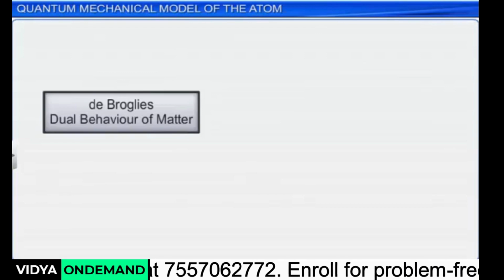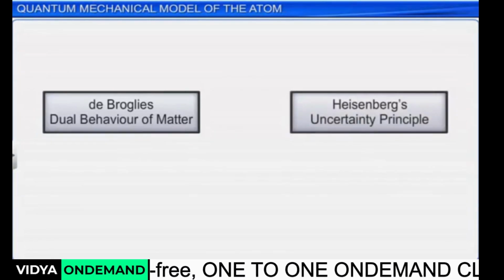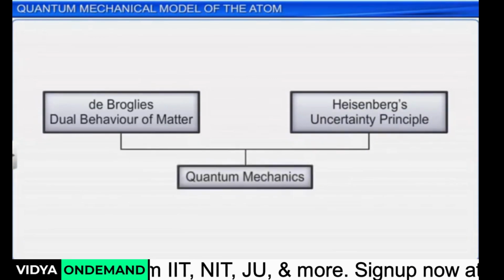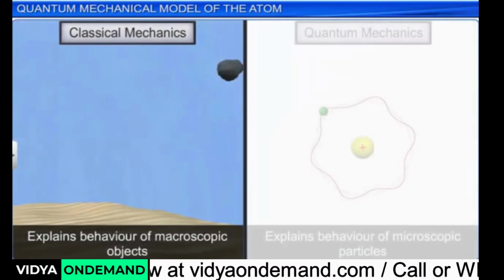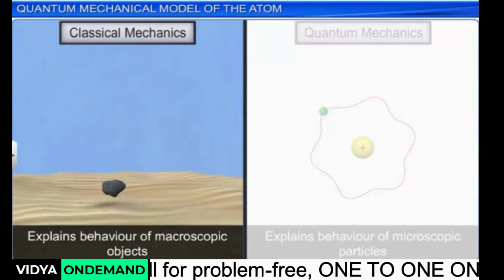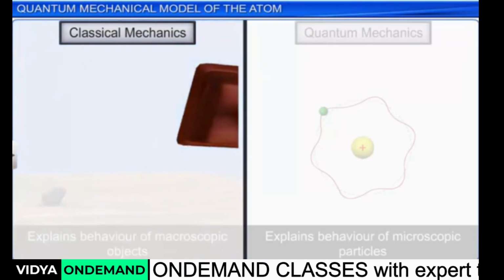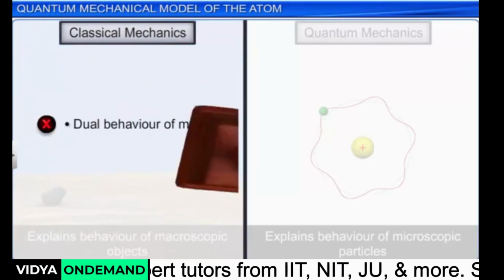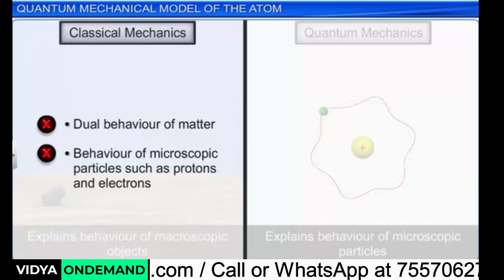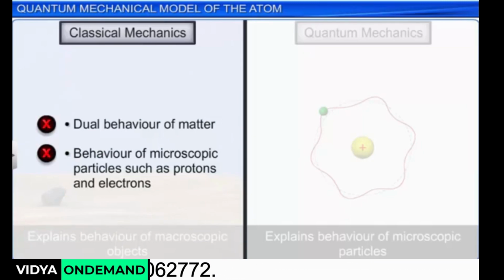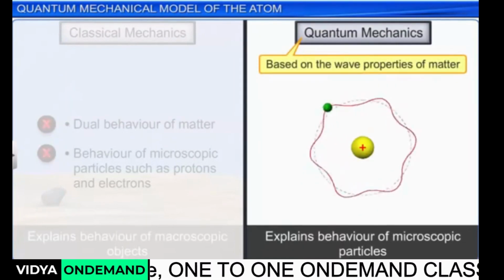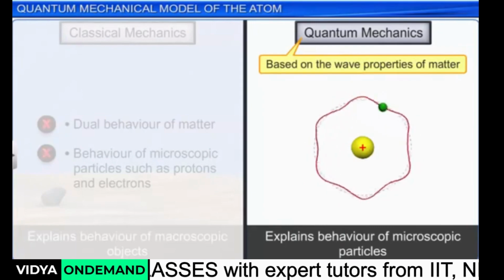The de Broglie's dual behavior of matter and Heisenberg's uncertainty principle gave birth to a completely new branch of science called quantum mechanics. Classical mechanics successfully explains the behavior of macroscopic objects, such as a falling stone, on the basis of particle nature. It ignores the concept of the dual behavior of matter and thus fails to explain the behavior of microscopic particles, such as protons, electrons, and so on. On the other hand, as quantum mechanics is based on the wave properties of matter, it describes the behavior of microscopic particles in a much better way.